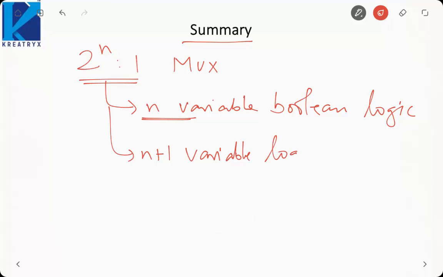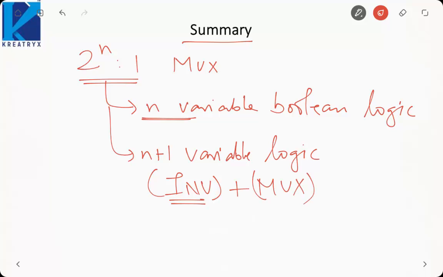logic, then we require inverter also, because sometime it may arise that B bar may be coming or A bar may be coming. Then we require inverter plus multiplexer. If inverter is coming, then we can realize any n plus 1 variable logic. If inverter is not there, we can realize n variable Boolean logic and maybe some of the n plus 1 variable Boolean logic, but not all. Like in this case, without any inverter, I was able to implement the 3 variable logic, but it may not be true in all the cases. So do remember, we need to get an inverter in order to implement all n plus 1 variable logic with a 2 raised to power n to 1 multiplexer.